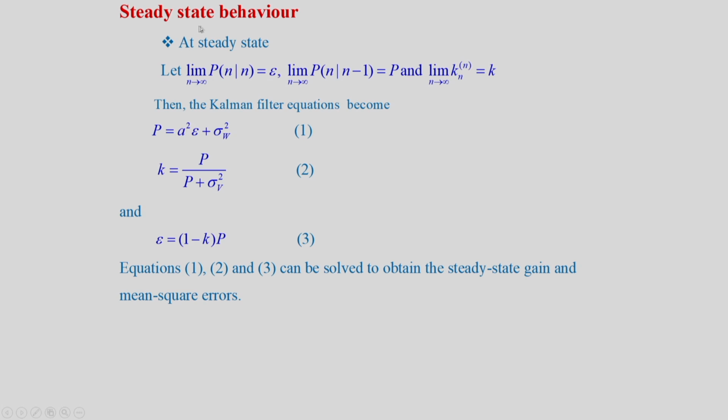Now, let us see this steady state behavior. At steady state, let the limit of P(n|n), that is the mean square error, be epsilon. Suppose the limit of P(n|n-1), that is the mean square prediction error, is P, and the Kalman gain, the limit of K(n) as n tends to infinity, is K. Then we will have the limiting form of the three Kalman filter equations.